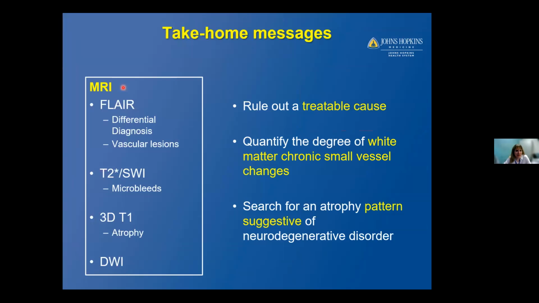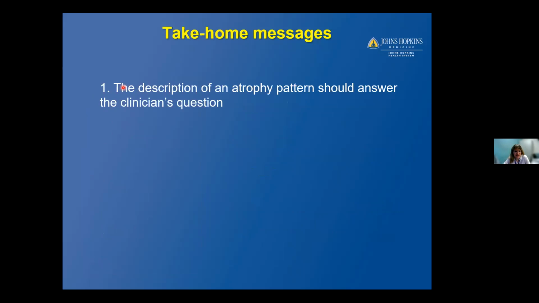All right, so take-home messages for MRI. We've learned our basic protocol and now how to rule out a treatable cause, and quantify the vascular changes that could support a vascular dementia diagnosis. And we've learned the different atrophy patterns that may support or not a given clinical suspicion. Our description of the atrophy pattern will answer the clinician's question. So it is important to us to have good clinical information at the time of the reporting.